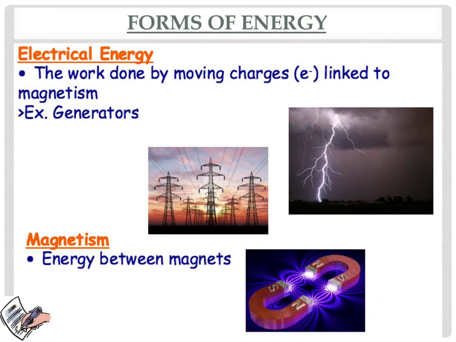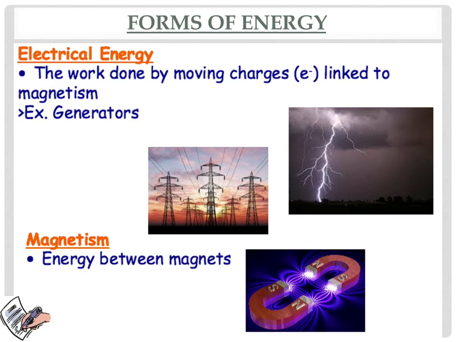We have electrical energy. This is work done by moving charges, which are electrons. Okay, so if an electron is moving, it's creating electrical energy around it. And this is also linked to magnetism. And if you want to know more about that, well, you just have to take Physics 30 in a couple of years. So I'll see you there.